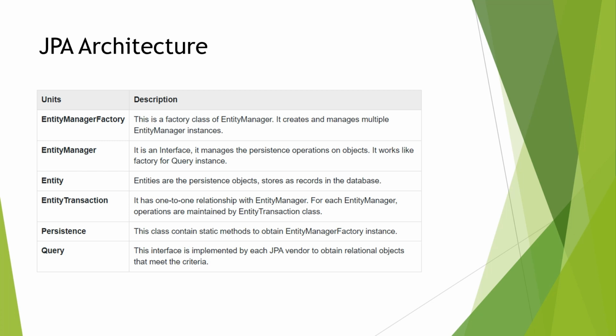And entity transactions have a one-to-one relationship with entity manager. For each entity manager, operations are maintained by entity transaction classes. And the persistence class contains static methods to obtain entity manager factory instances. And the last one, query. This interface is implemented by each JPA vendor to obtain relational objects that meet the criteria.